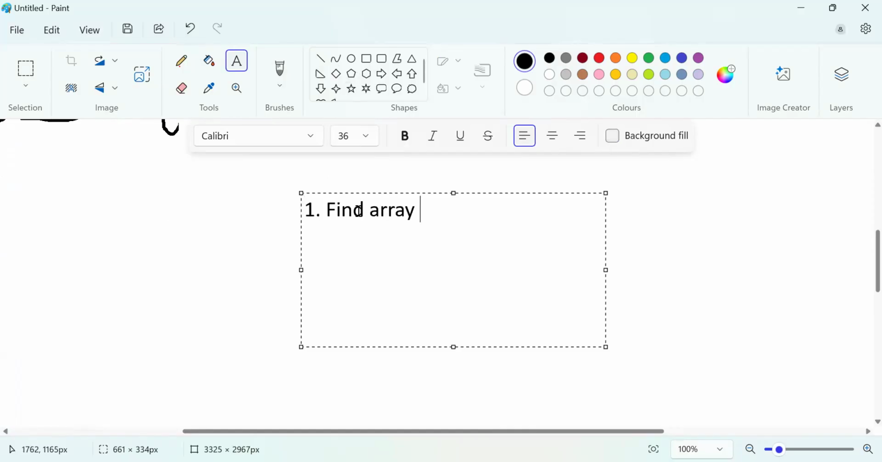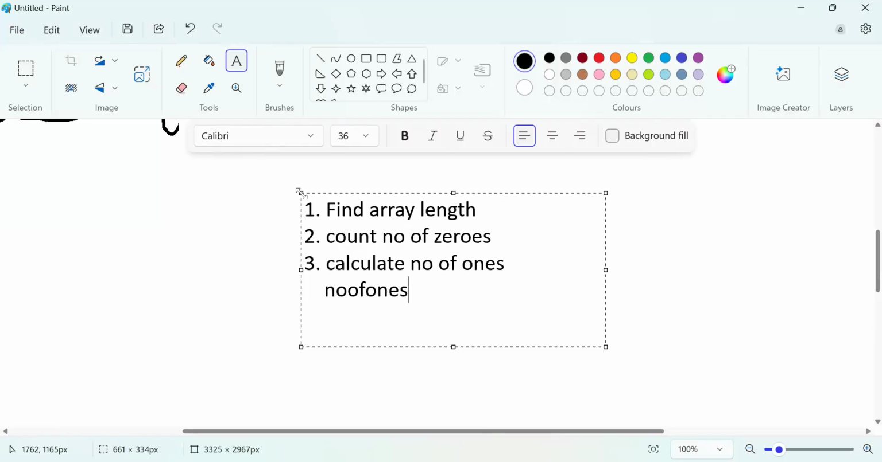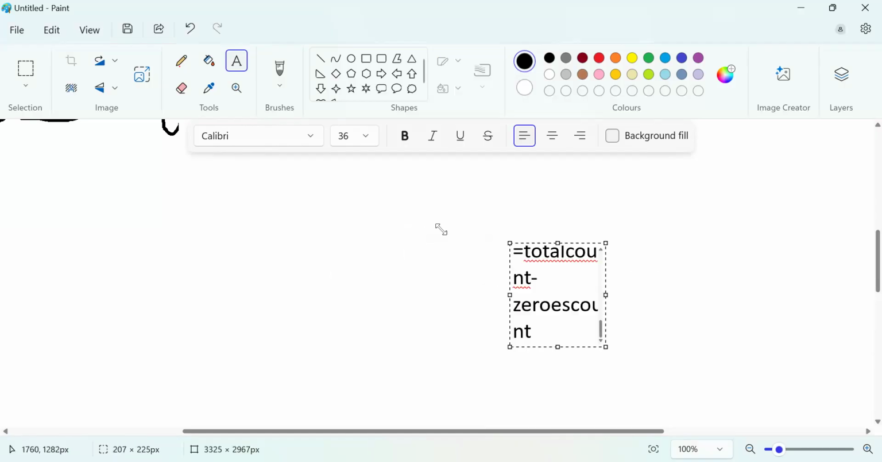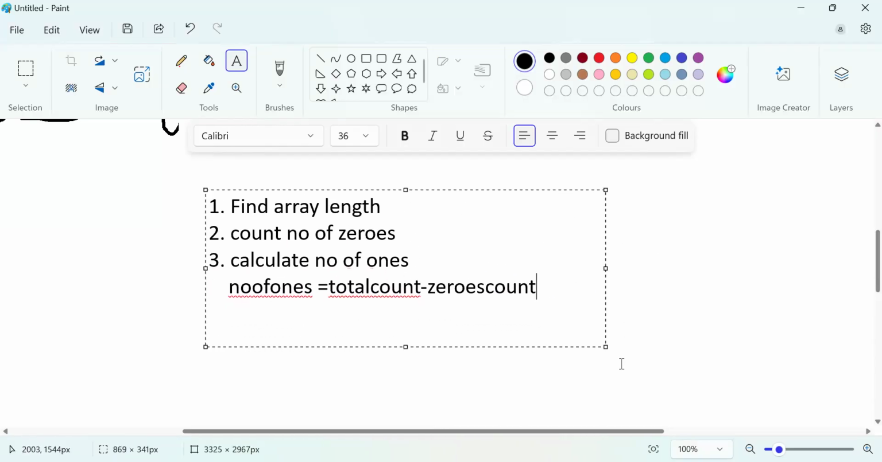Find array's length. Right. What is the second step? Count number of zeros. After that, calculate number of ones. How will we calculate? Number of ones equals total count minus zeros count. That's all. We got the answer.